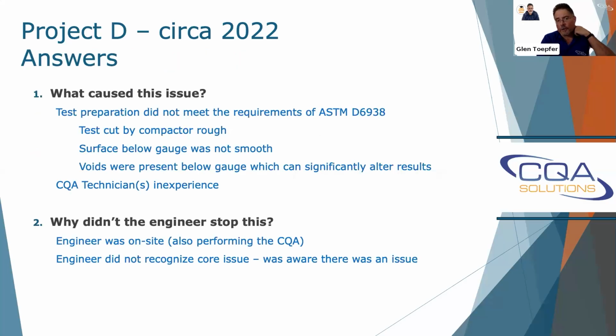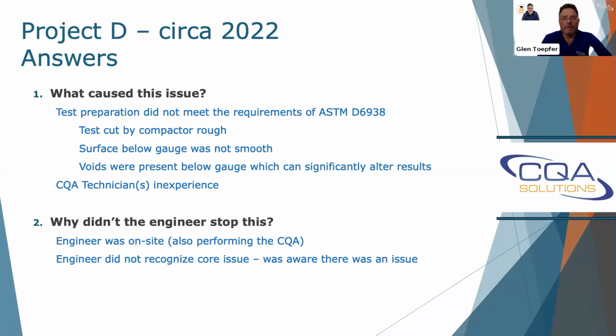And so what was the cause of this one? The test preparation didn't meet the requirements of ASTM D6938, which governs your shallow nuclear density testing. The test was cut by the compactor. It was pretty rough. You could visually see that the surface wasn't smooth. You could visually see that there were big voids below the gauge, which greatly alter the results. And the CQA technician obviously didn't have experience because they didn't catch that.